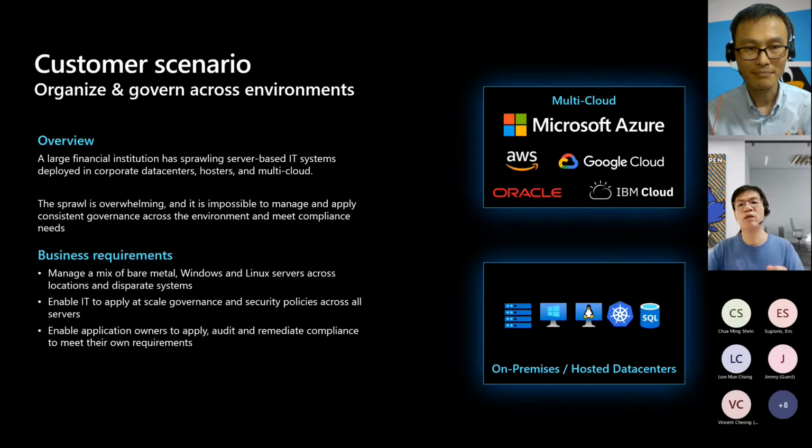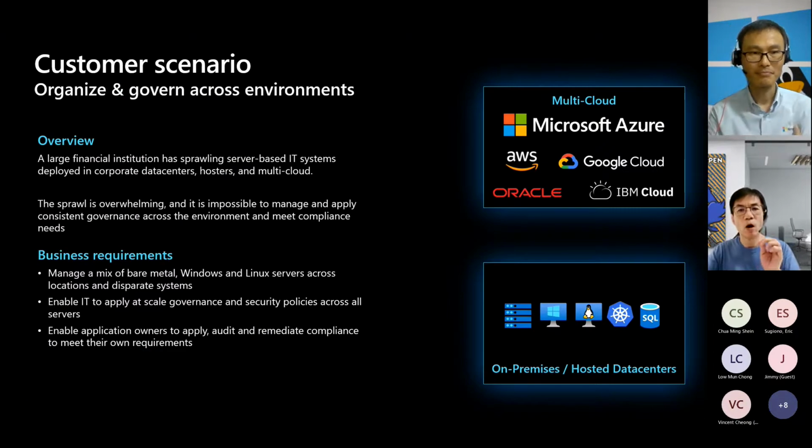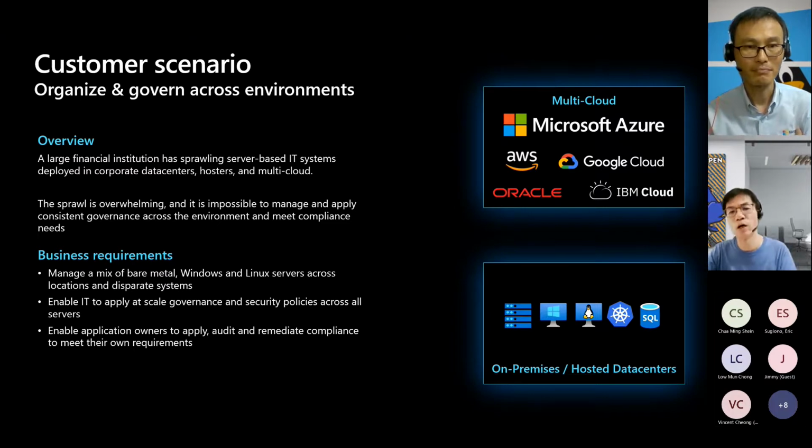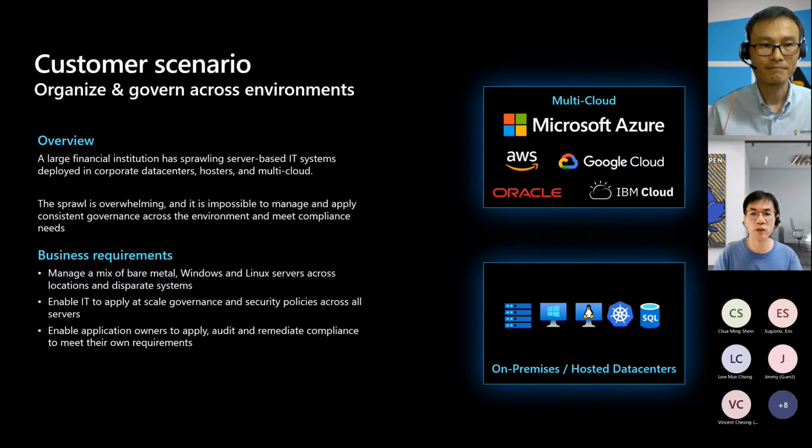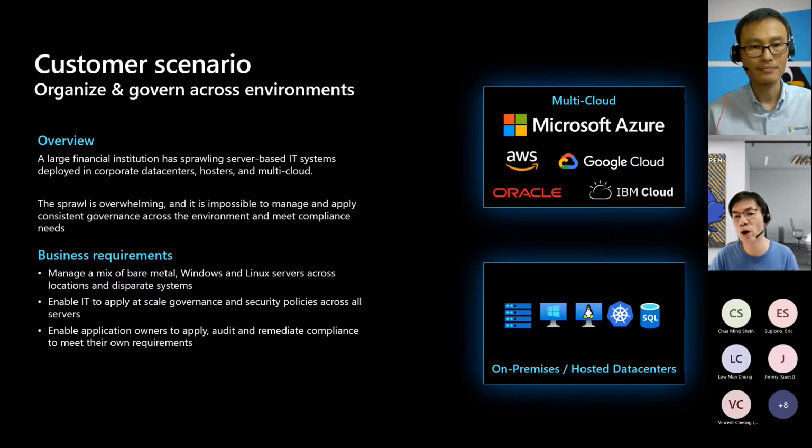Okay, now let's look at the scenario we talked about just now: organize and govern across environments. Consider this: we are working with a large financial organization, right, with thousands of servers deployed in multiple locations. They are also using DevOps practices, which results in an unknown number of servers that are connected to the corporate networks, but they do not conform to identity and governance requirements.